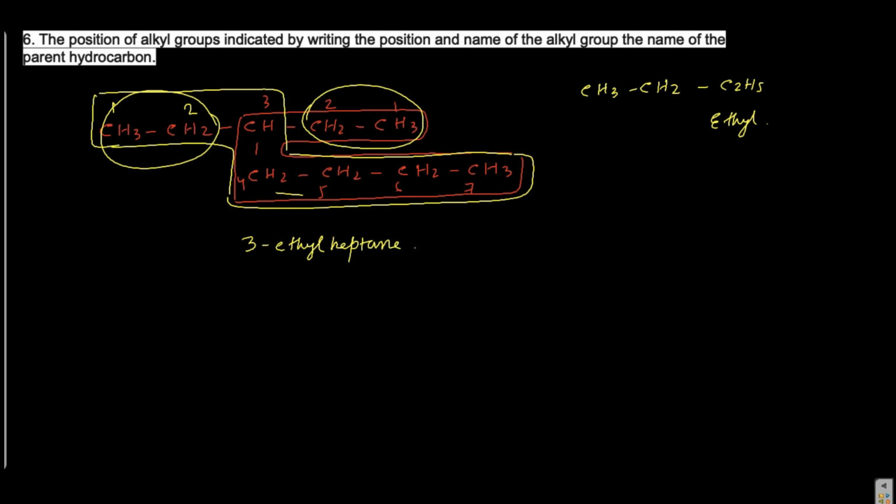Now the last rule is that multiple alkyl groups are labeled with the Greek numerical prefix such as di for 2, tri for 3, tetra for 4, penta for 5 and so on. It means there are many substituents, the same substituents, present. If C is there, and here it is CH3, then CH2, then CH3, here it is CH3, and here it is CH3.